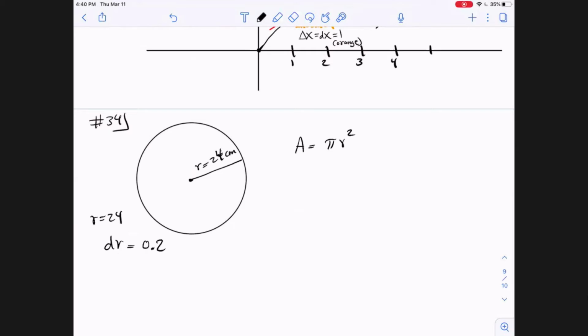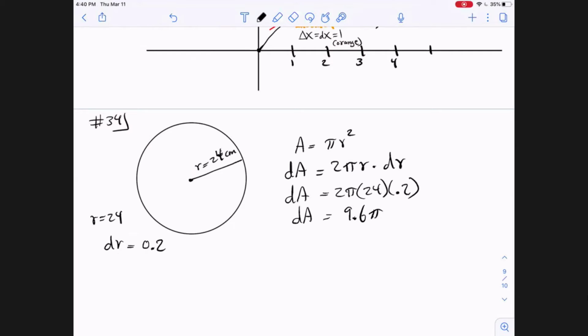So we're going to figure out what dA is, which is the differential of A. Basically, it's taking the derivative times dr. So 2 pi r times dr. Now plug in what you know. So r is 24. That's what we measured. dr is 0.2. That's given to us. So dA would be equal to 9.6 pi.